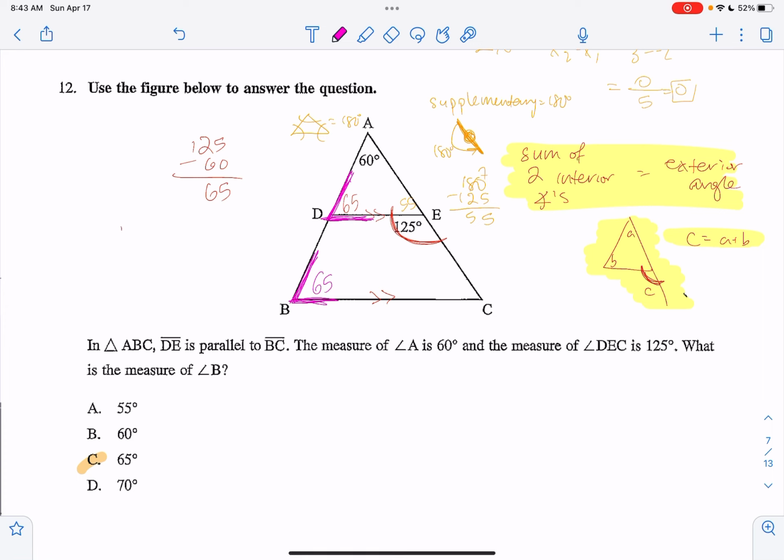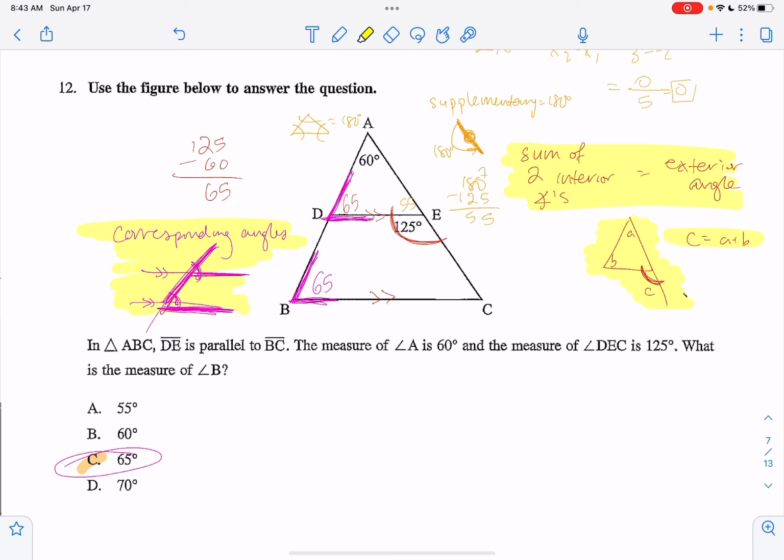That's because these two angles are corresponding angles. We have a pair of parallel lines, and these two angles form this letter F. In this case, it's upside down and backwards. They are corresponding, and corresponding angles are equal. So the answer will be 65. You have to use corresponding angles as well as either supplementary angles, which add up to 180, or a triangle adds up to 180. Any of the combinations will help you figure out the measure of angle B.